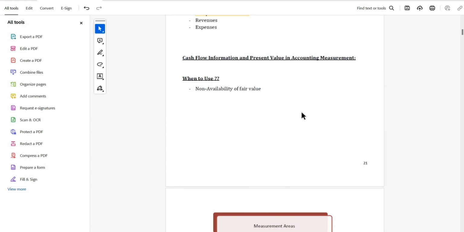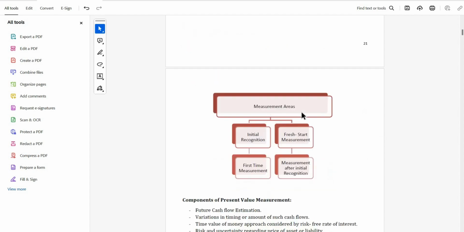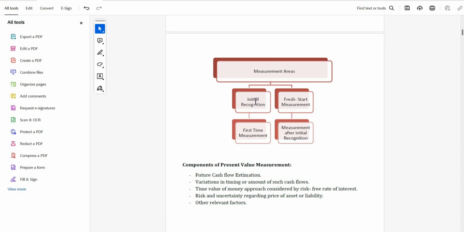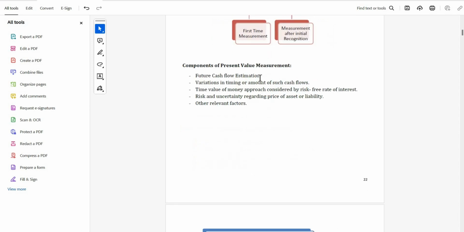When to use? Non-availability of fair value. When the fair value is not available, then we will use measurement approaches like initial recognition and fresh start measurement. Initial recognition is the first time measurement, and fresh start measurement is just after the initial recognition. Components of present value measurement. What are the components of present value measurement?